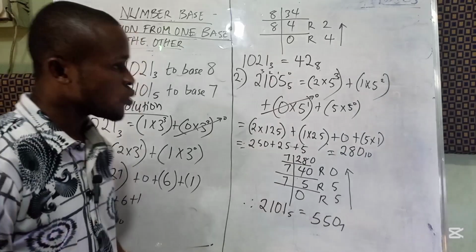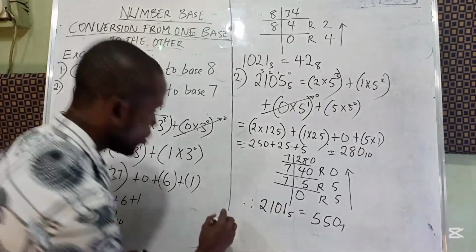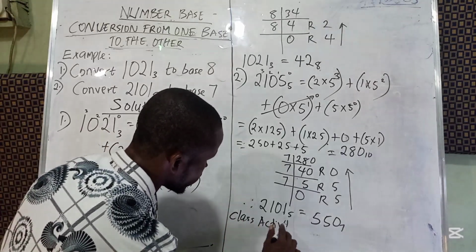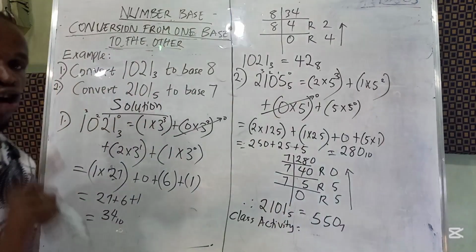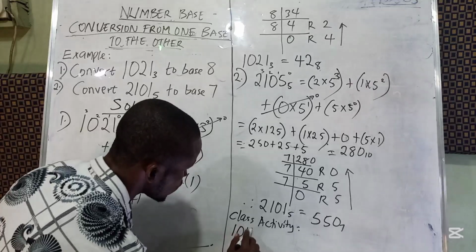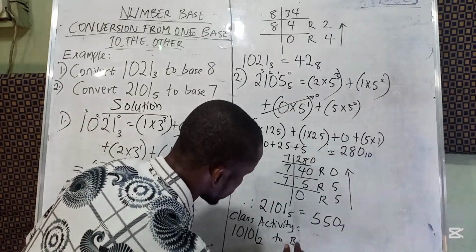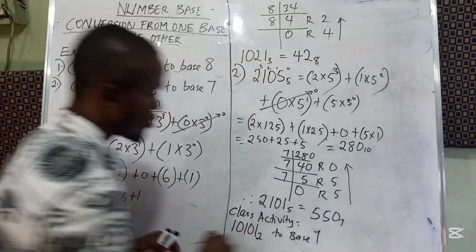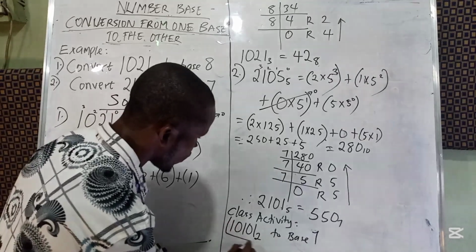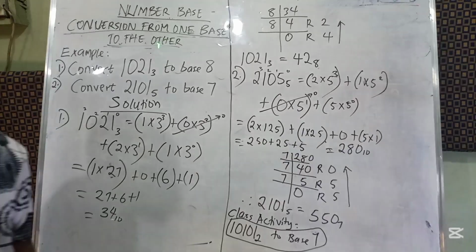All right, so with that, I will want us to solve this as our exercise. Exercise, class activity. Let's convert the number 10101 in base 2 to base 7. All right, convert the number 1010 in base 2 to base 7. Then drop the solution on the comment section.